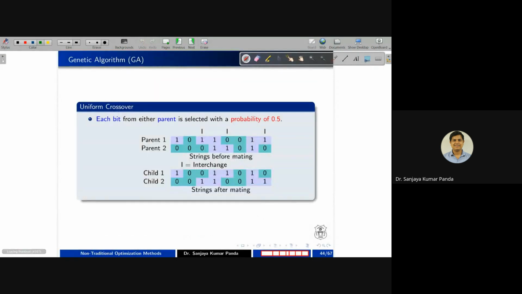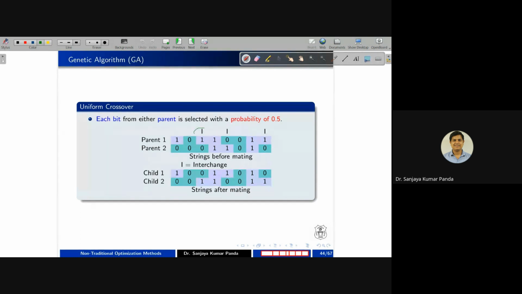There is another crossover that is called uniform crossover. Here, each bit from either parent is selected with a probability of 0.5. So if I take two different parents, I'll toss a coin. The probability is 0.5, right? If it is head, it is 0.5, and if tail, it is 0.5. So for example, if it is head, then I am taking from parent 1. If it is tail, then I am taking from parent 2. That also I can do.